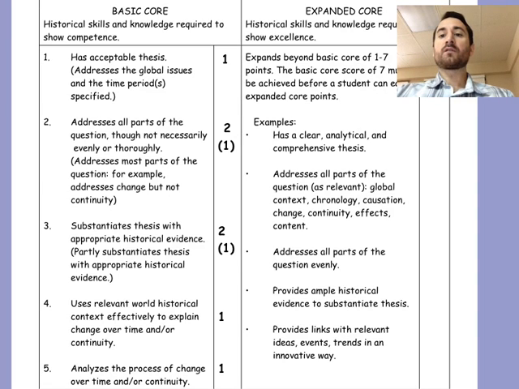The next thing you want to look for is historical evidence. You should look for a minimum of 5 pieces of historical evidence in order to get these 2 points. Next, we want to look for relevant world historical context. We want to put this in a global context and find out how these continuities and changes affect, impact, or are related to another region in the world. You do that for 1 point.